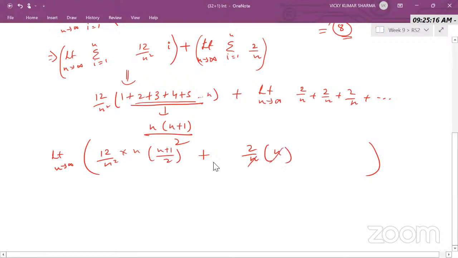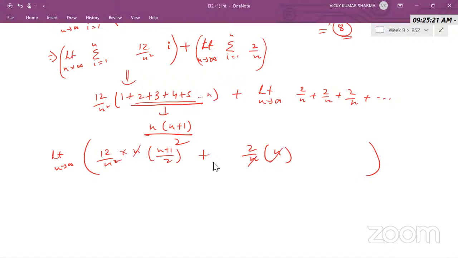So here n and n gets cancelled. Over here, this n and this n gets cancelled. So what I'll be left with? And over here, this is going to be 2 ones are, and this becomes 6. So this is going to be 6n plus 1 by n, and this is just going to be 2. And still remember, I still have this limit n tends to infinity.